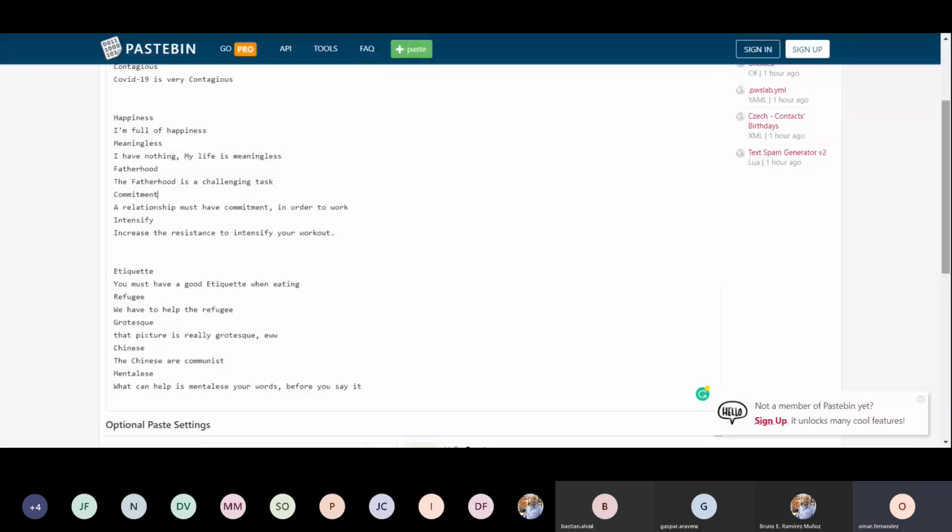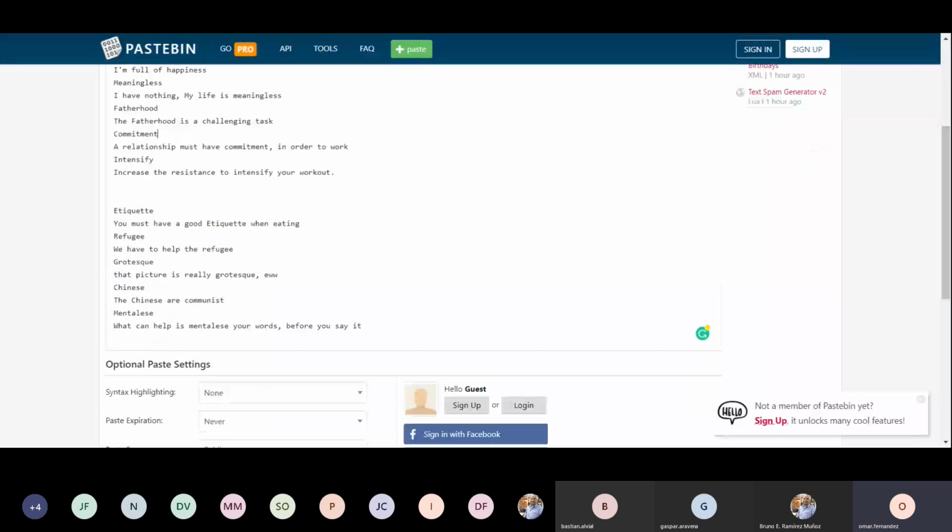And the last five suffixes: etiquette, with the suffix ette, and you must have a good etiquette when eating. The second was with ee, and I used refugee. We have to help the refugee was the sentence example. The third was with suffix esque, and grotesque is the word I used. And that picture is really grotesque. Ew.